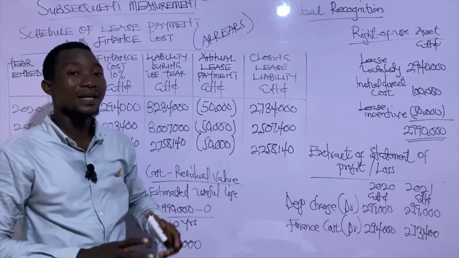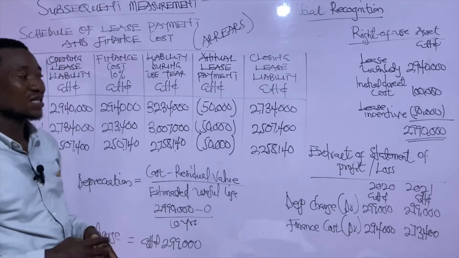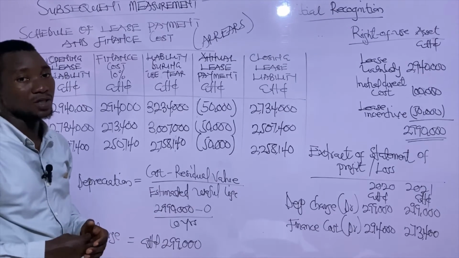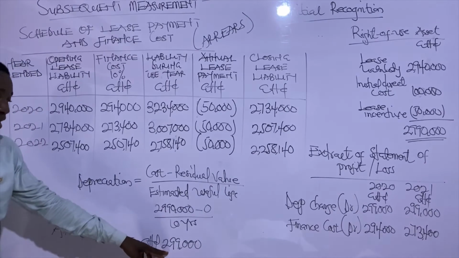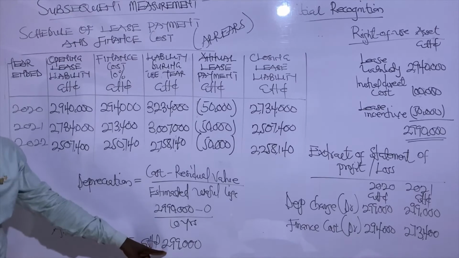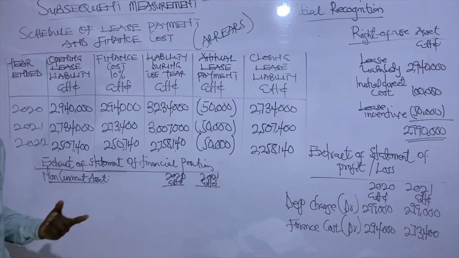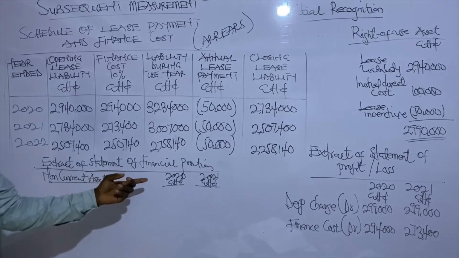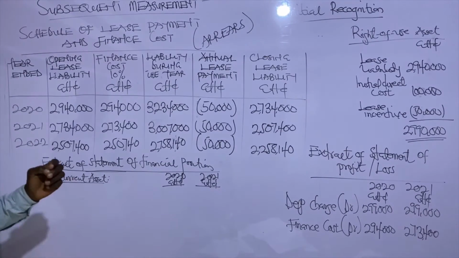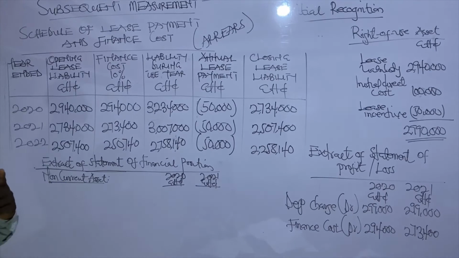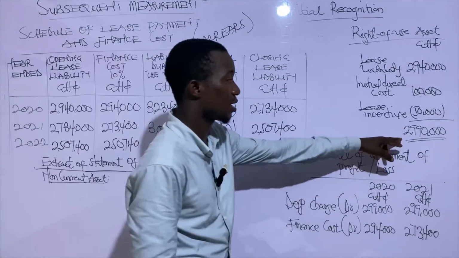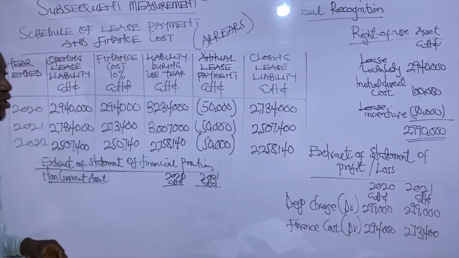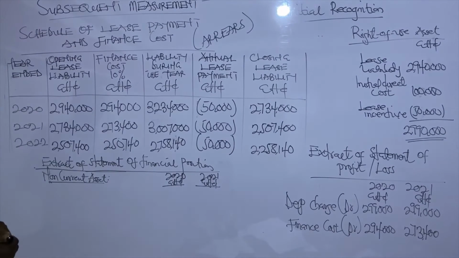Very good. So the last thing to look at, it is the extract of statement of financial position. Is that okay? So let's quickly look at that. But take note that the annual depreciation charge is 299,000. We will use it in the statement of financial position. So this is how the extract of statement of financial position will look like. Is that okay? So we begin with the non-current asset. The only non-current asset here is the lease item. That is the right of use asset, and the cost is 2,990,000. So right of use assets.